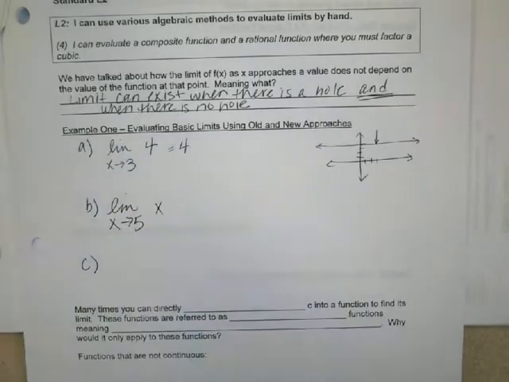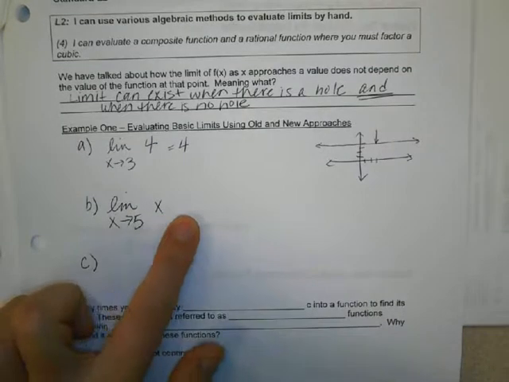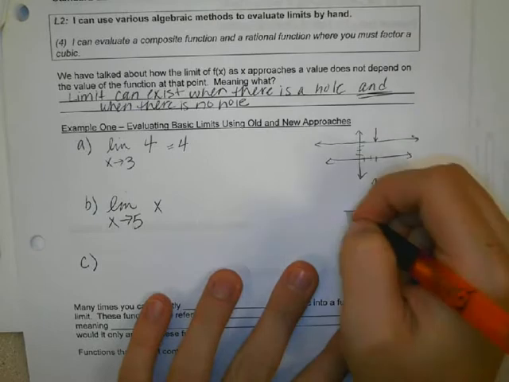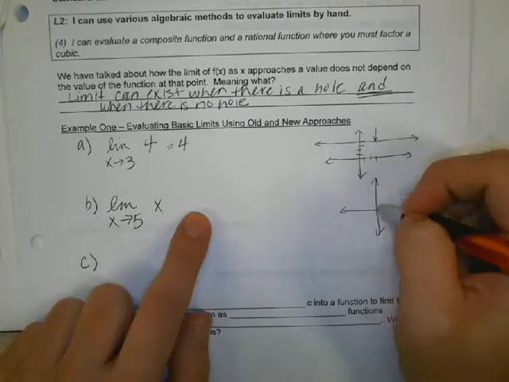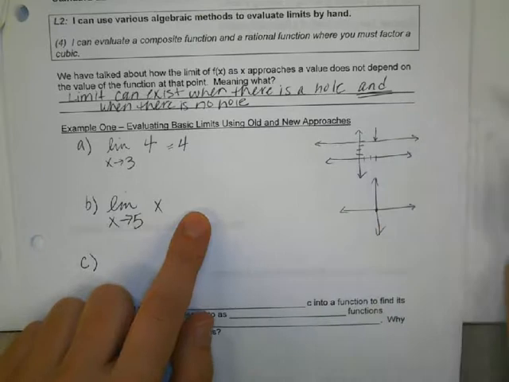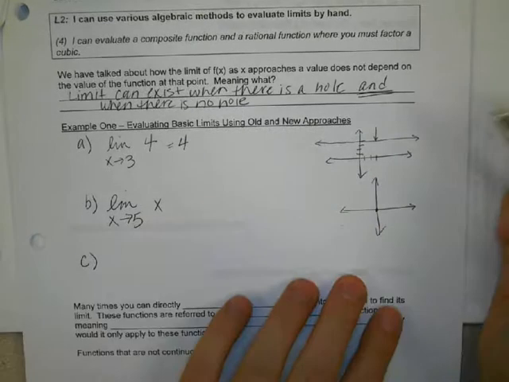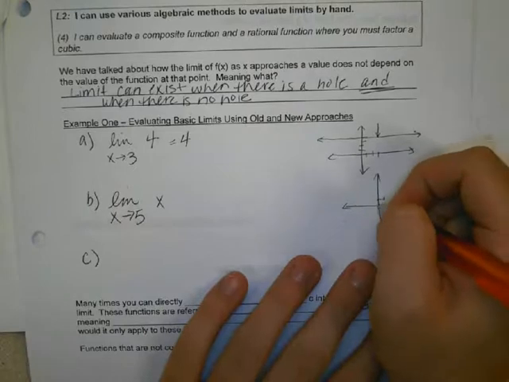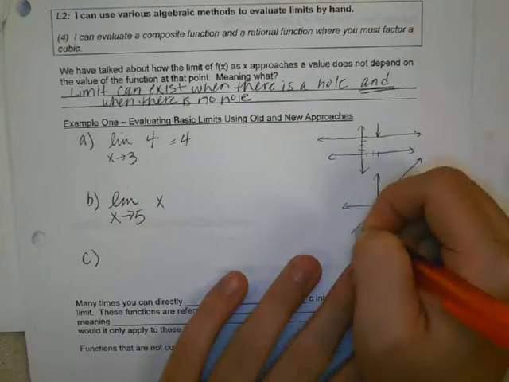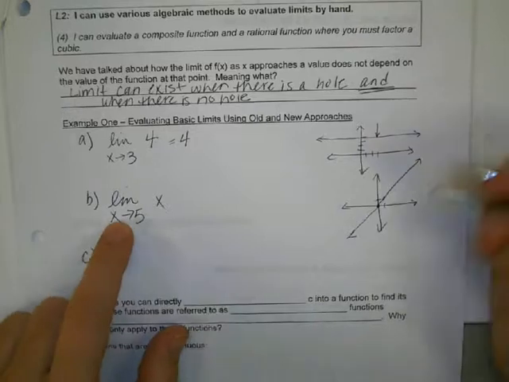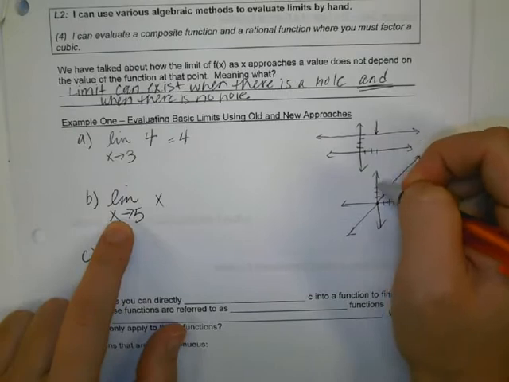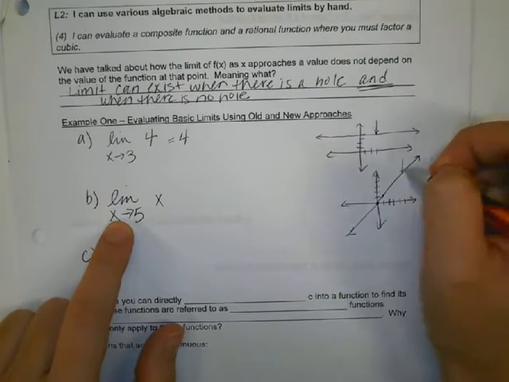For b, we have a new function: the limit as x approaches 5 of x. What is it? This is just a pretty simple linear equation, mx plus b. I don't have a b, so my b is going to be the origin, and then my slope is 1 over 1. So here's my line, and I'm looking at the focal point of 5: 1, 2, 3, 4, 5. So I'm looking at this point here.